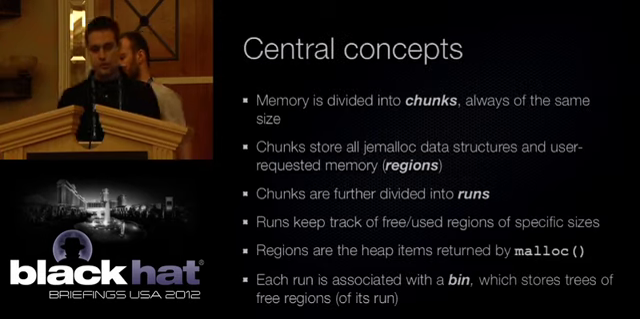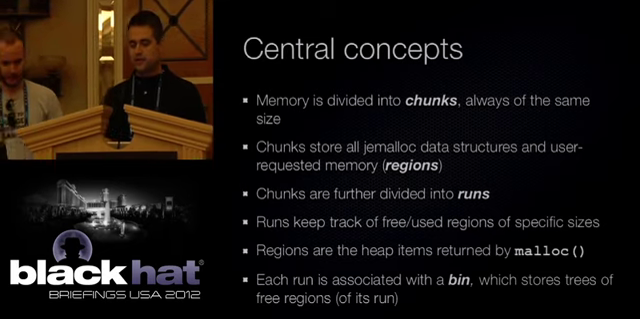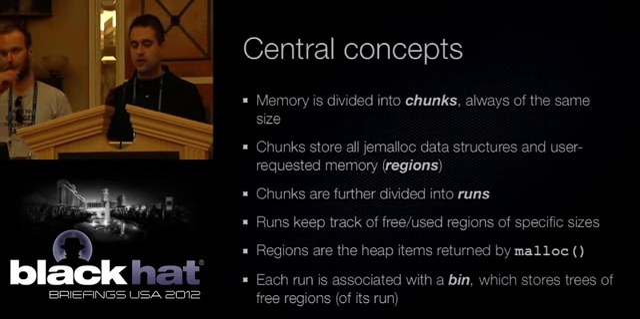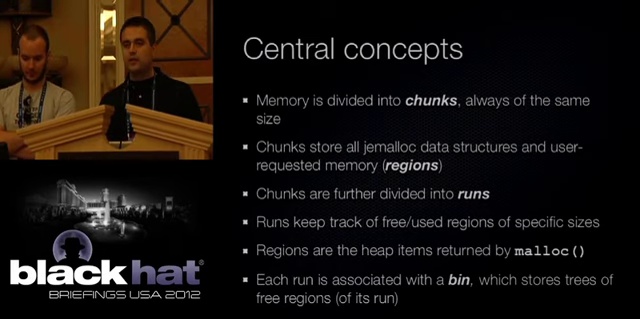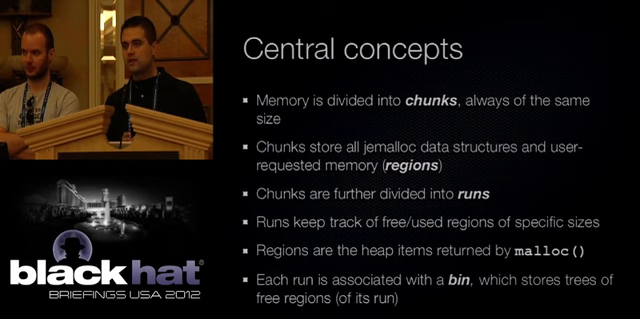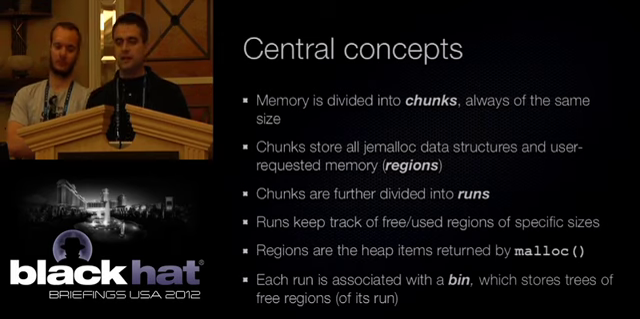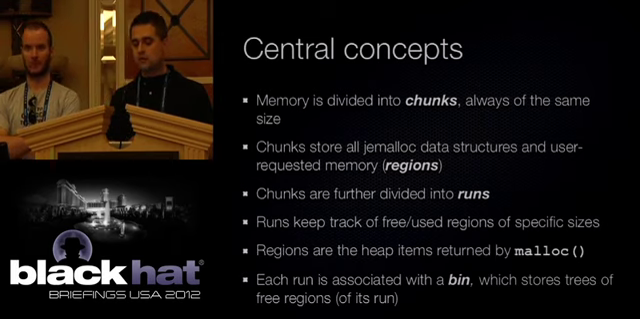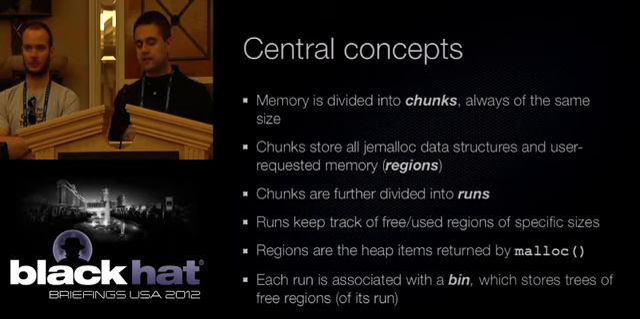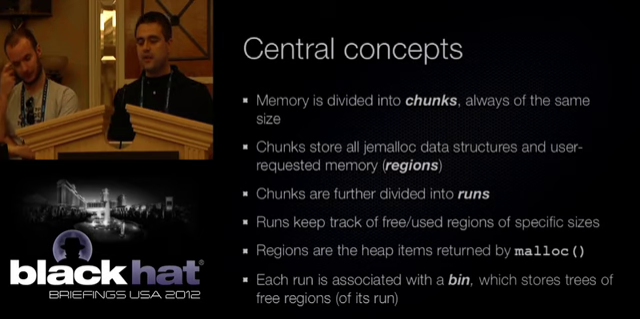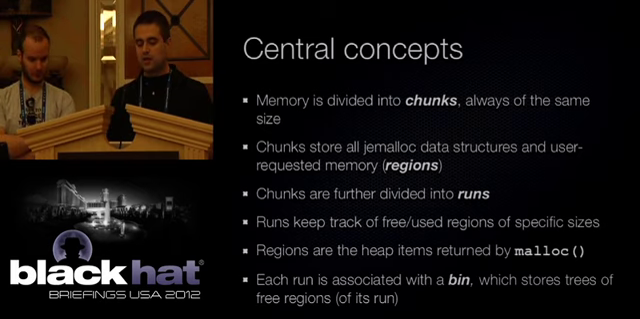Okay, so to go into a few more technical details on Jemalloc, this is a summary of the central concepts used in the allocator. The basic building block of Jemalloc is the chunk. All the available memory is divided into chunks, and these chunks are always of the same size. This size can be different across the different flavors of Jemalloc, but in a specific flavor, the chunk size is always the same. Now, these chunks are used to store both the allocator's metadata, that is the data used for managing the allocator, and the user-requested memory allocations, which are called regions in Jemalloc.